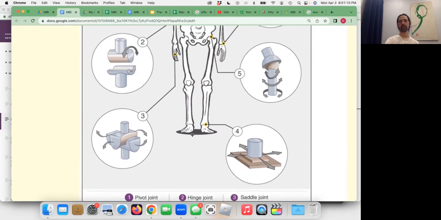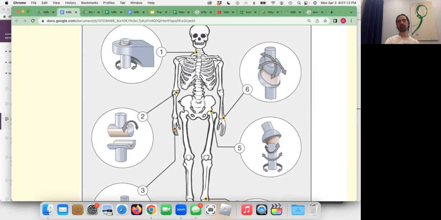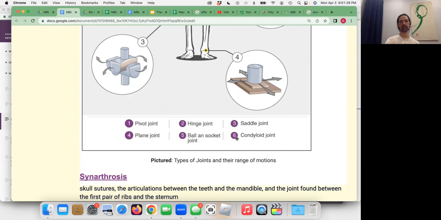A hinge joint. Hinge joints allow for, they say it's one type of movement. It's really movement in one plane. It's flexion and extension. So a hinge joint looks like this. Examples of hinge joints are the elbow and the knee joint. They allow for flexion and extension.